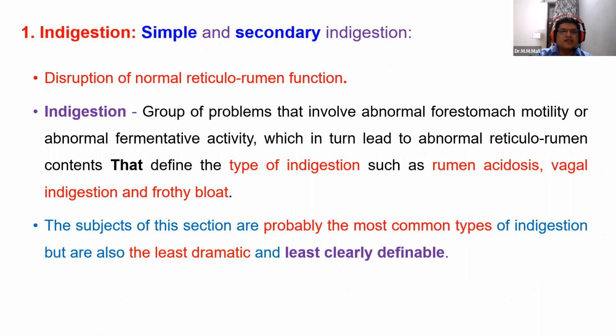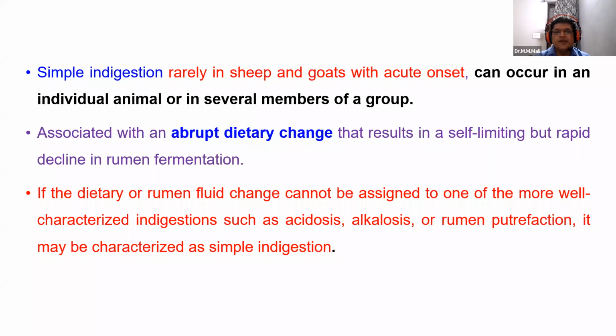So we have to search out the causes, and then the actual treatment or management practice improvements must be suggested to the owners. So simple indigestion is rarely seen in sheep and goats due to their nature of feeding or habit of grazing. But it can occur in an individual animal or in several members of a group due to some dietary changes or some managemental variations. Simple indigestion is always associated with an abrupt dietary change that results in a self-limiting but rapid decline in rumen fermentation. If the dietary or rumen fluid change cannot be assigned to one of the more well characterized indigestions such as acidosis, alkalosis, or rumen putrefaction, it may be characterized as simple indigestion.